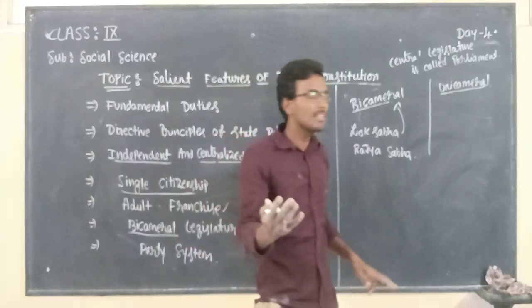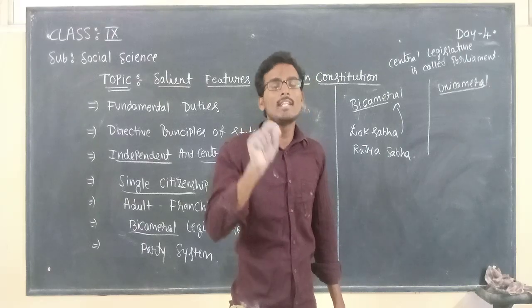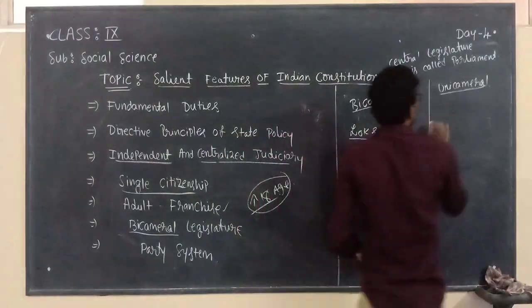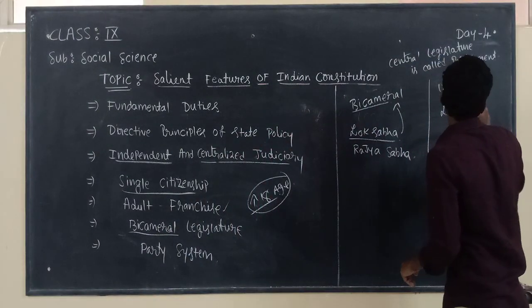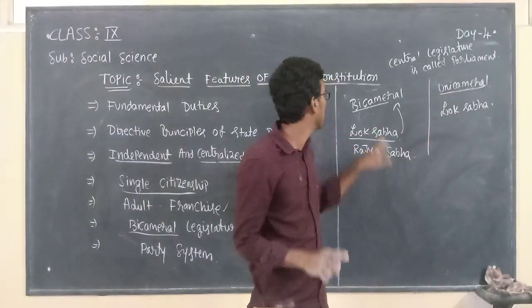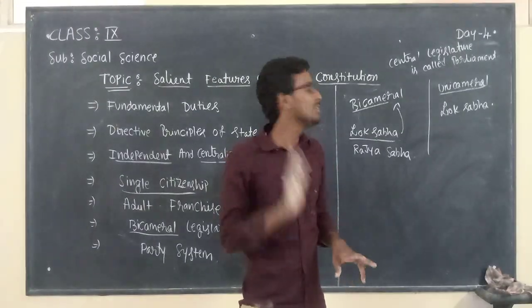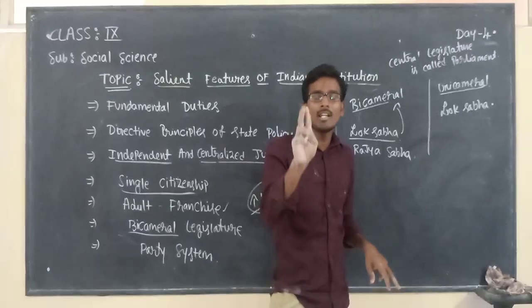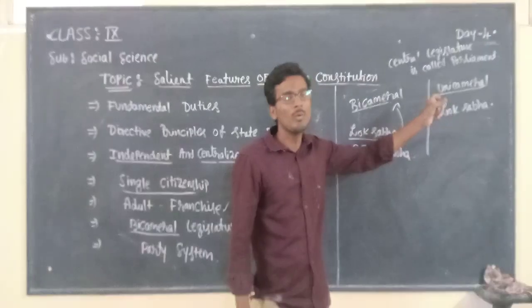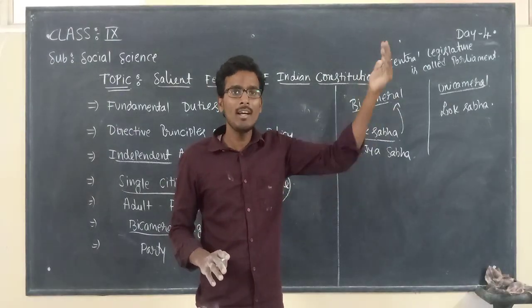Now you can say the definition, right? What is unicameral? If the central legislature has one house, that is known as unicameral. In that, which house is preferable? Lok Sabha. So uni means one, bi means two. Unicameral means in the legislature only one house is there. Bicameral means there are two houses, Lok Sabha and Rajya Sabha. Unicameral means only Lok Sabha. How they will form, we will discuss in the coming classes.